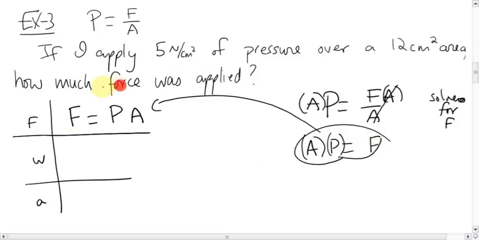Force, we don't know. We're being asked for force. So F, we'll leave it alone. Pressure, 5 newtons per centimeter squared of pressure. So 5 newtons per centimeter squared.